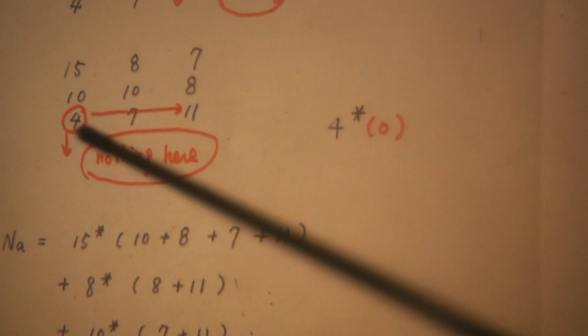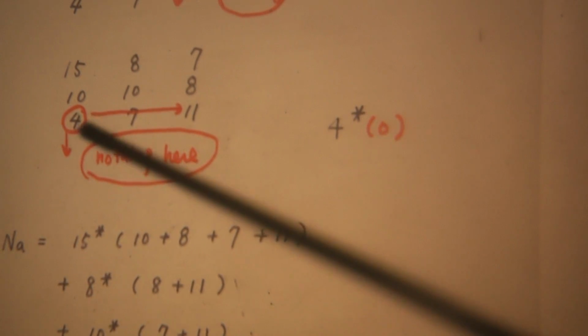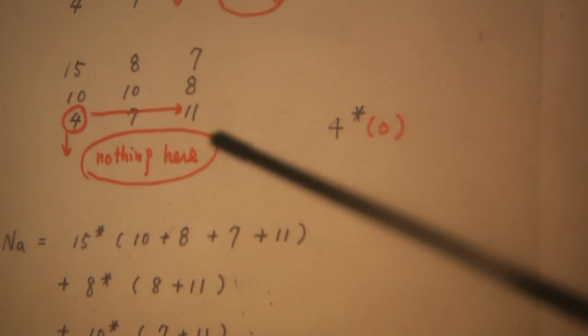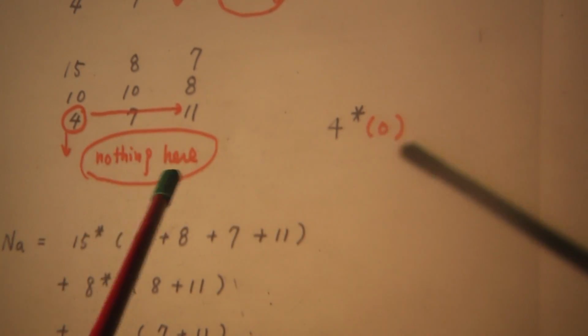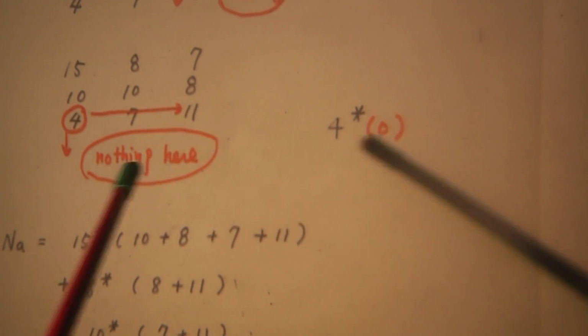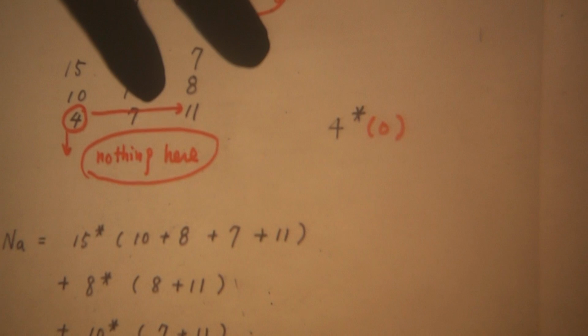So when I move to the third entry, the bottom entry in the first column, I erase this row and this column. But you see nothing here. So it's 4 times nothing. Okay, same thing for 7 and 11. So we stop right here. So what is NA?